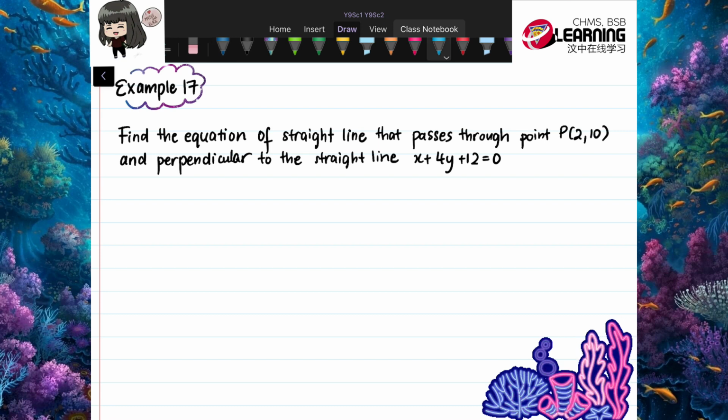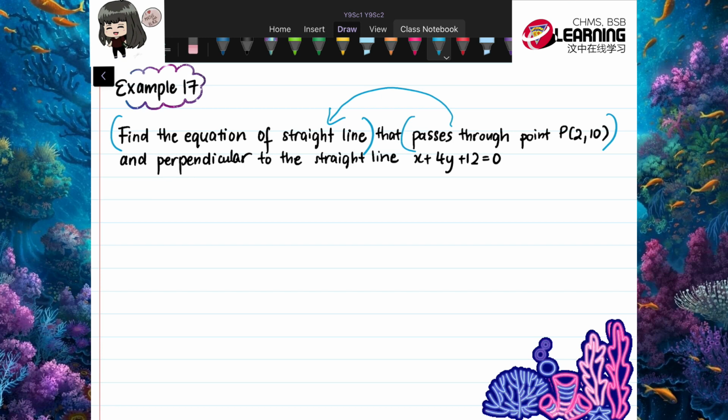Find the equation of the straight line. You know that this part is asking you to find the equation of the straight line. Then the second part, what are they saying? That passes through the point. This is the second part. This passes through point P. It refers to the equation of the straight line that you are finding. And then the third part, we break it into parts already, right? Two parts, and then the third part, and, ignore the and.